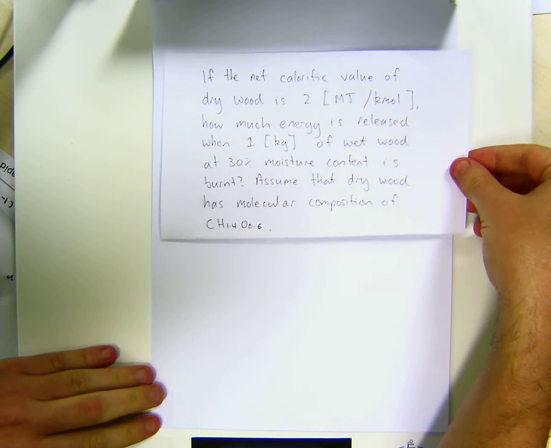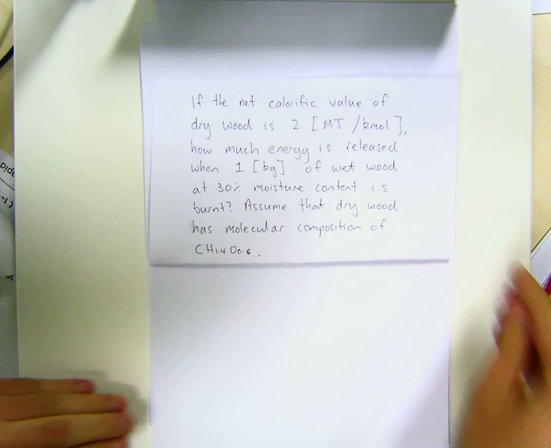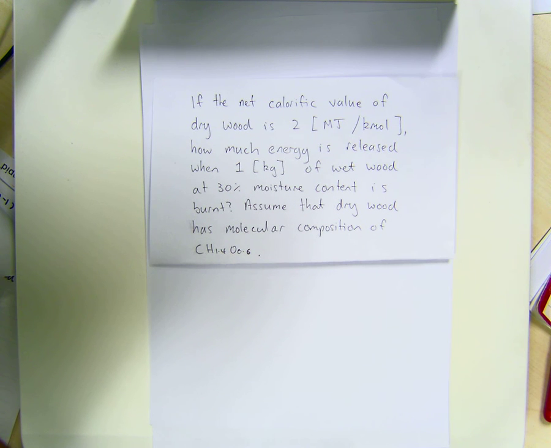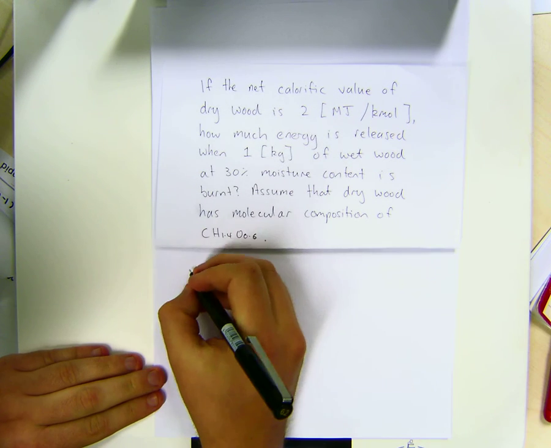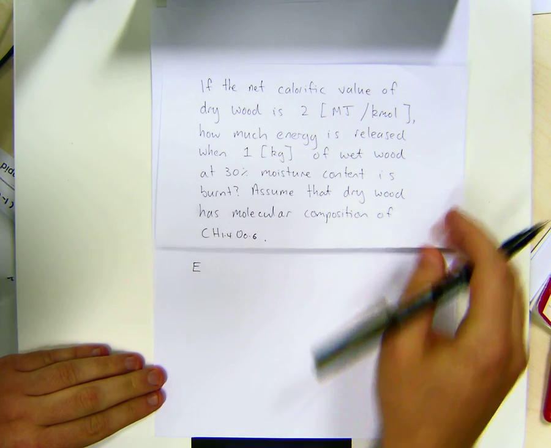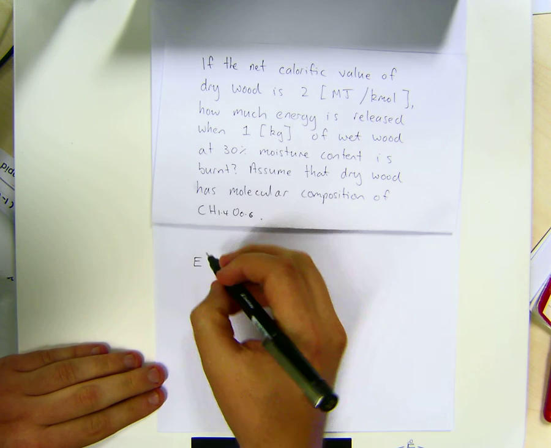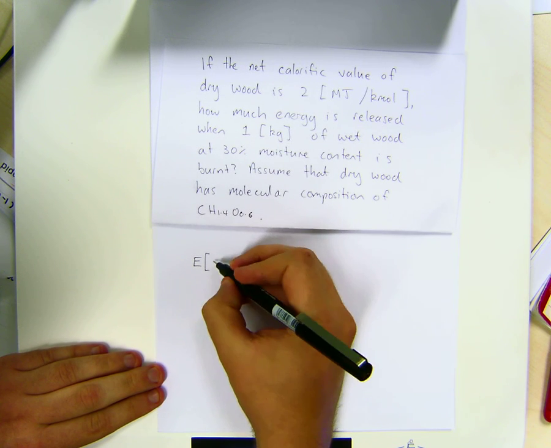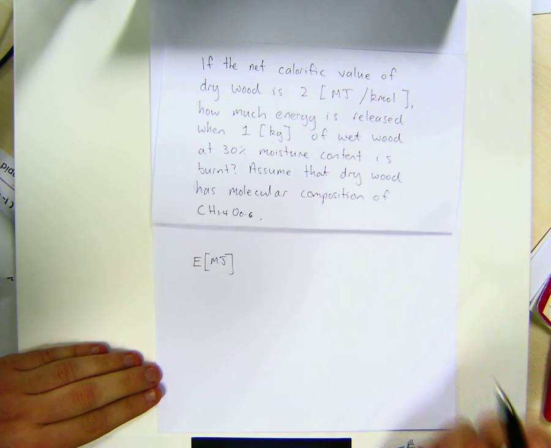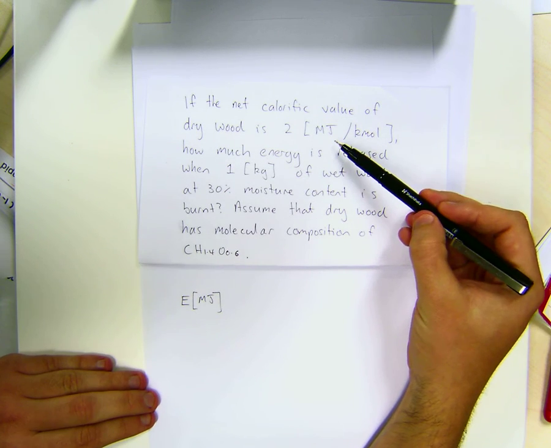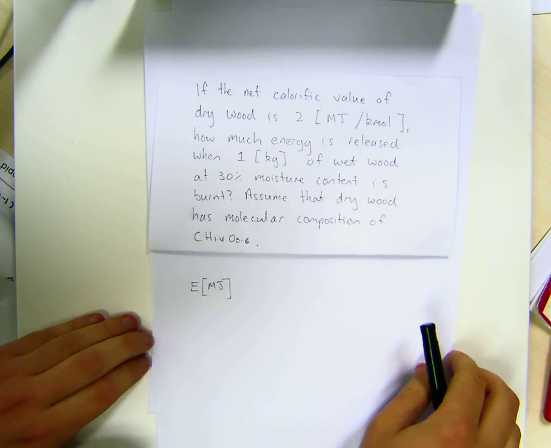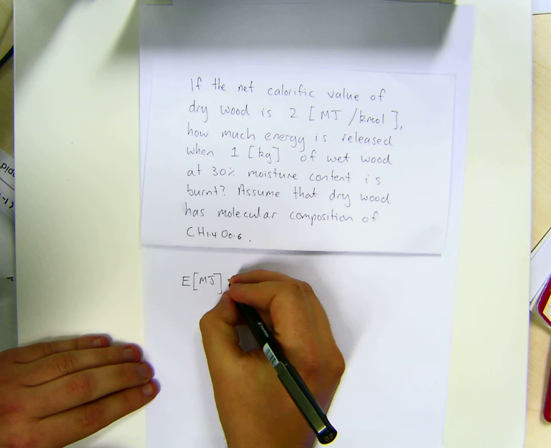Now, with dimensional reasoning questions, it's very important to think about what the question's asking and carefully consider all the terms that you're given. So here, what we're really looking for is a value which we'll call E, which is the amount of energy that's released. And we'll give that the unit of megajoule because it's easiest, since the NCV value we're given is also in terms of megajoules. That's going to make the calculation a little bit simpler.